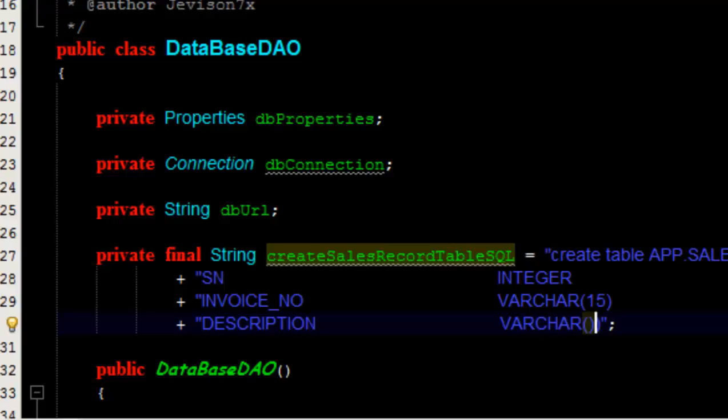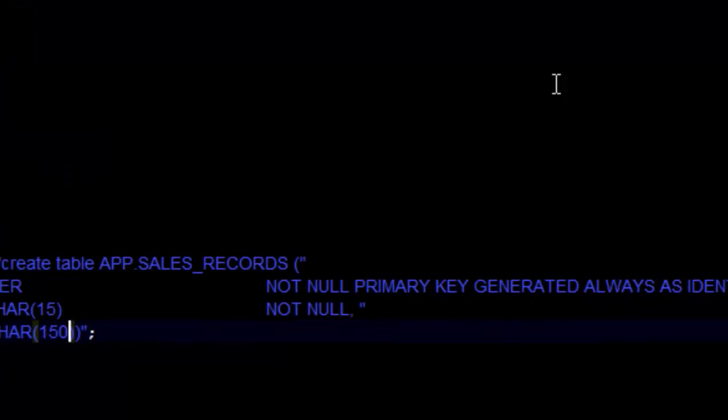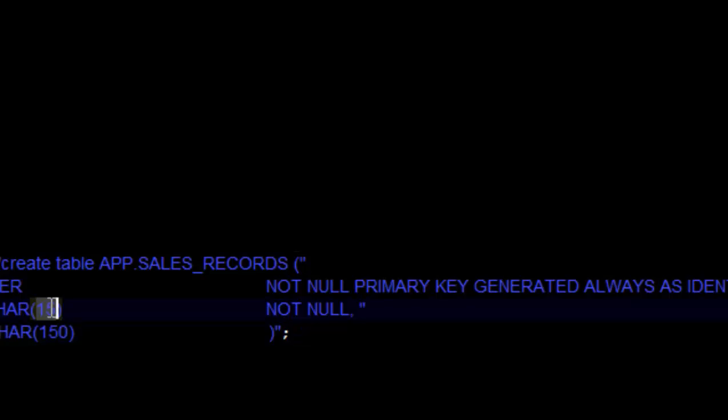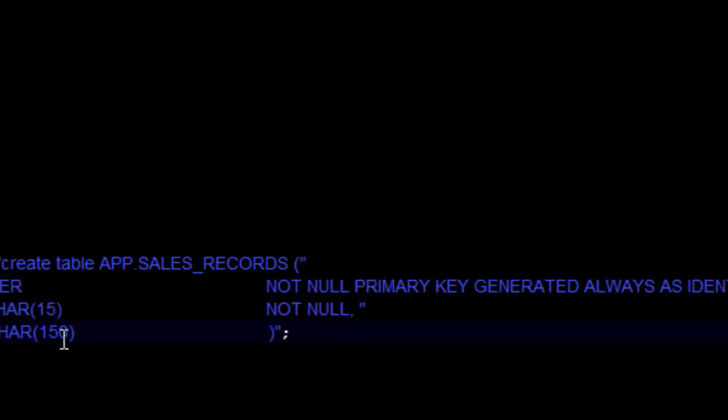You can see the reason why I had to put those spaces, so that I can differentiate which one is the field name, which one is the data type, and which one is the attributes to that field. Okay, so this is going to be varchar, and the numbers I'm putting here in these brackets signify the length of characters that this field can take. In this particular field, I want the invoice number not to exceed 15 characters and the description not to exceed 150 characters.